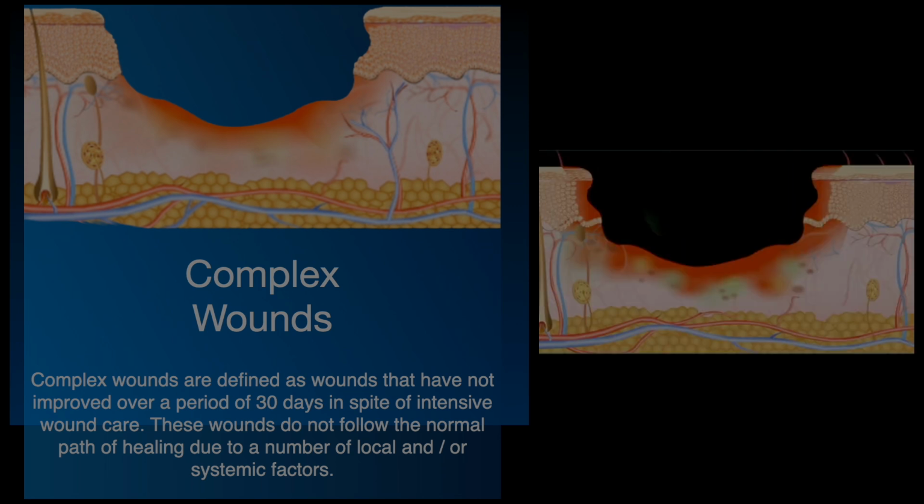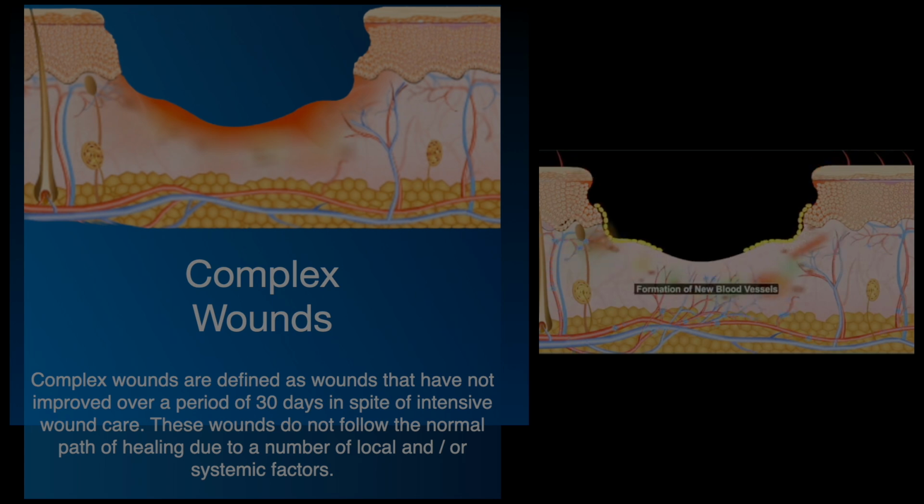Complex wounds are defined as wounds that have not improved over a period of 30 days in spite of intensive wound care. These wounds do not follow the normal path of healing due to a number of local and/or systemic factors, especially ischemia or hypoxia, lack of oxygen.